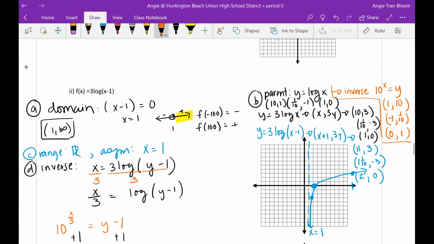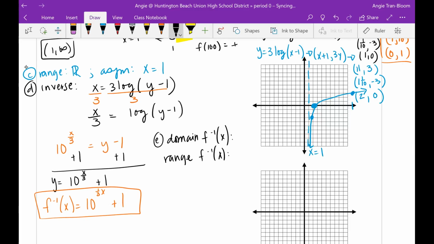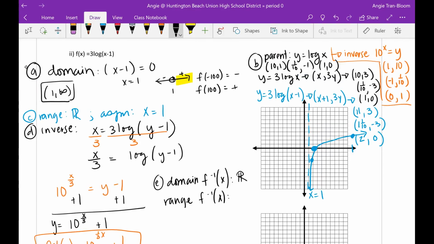Part E says find the domain and range of the inverse. Part E says domain of f inverse and range of f inverse. Okay, so what that means is that to find the domain and range of f inverse, I just have to go look at the regular function. So the range of the regular function is all reals. That means the domain of the inverse is all reals. The domain of the regular function was 1 to infinity. That means the range of the inverse is 1 to infinity.